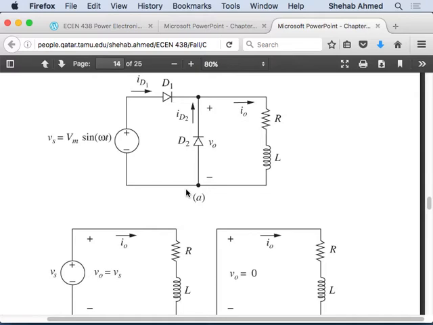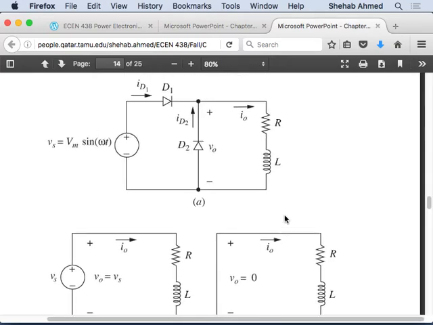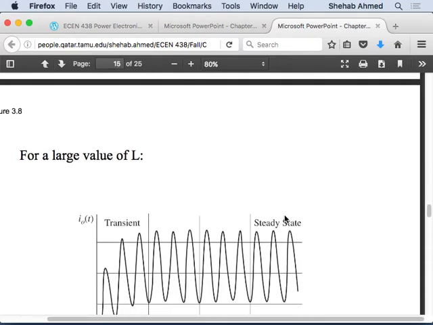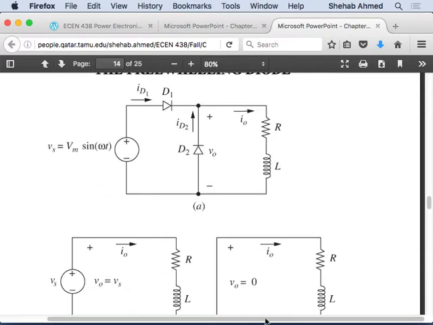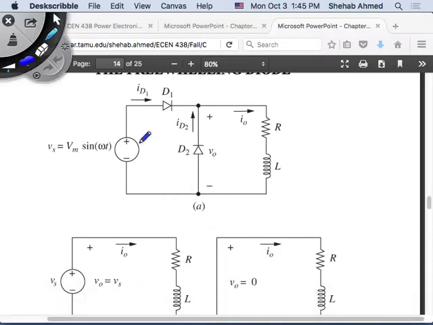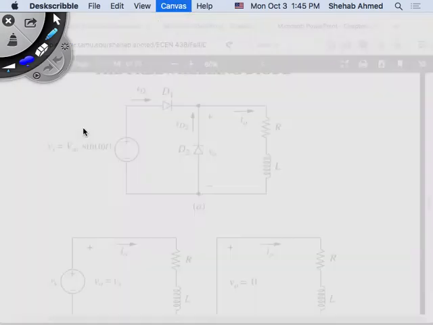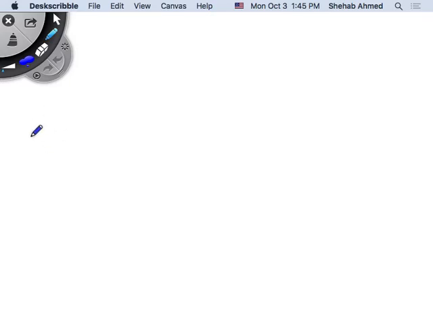So how about the case where they put it? It's a bit of a different case. We didn't cover this case. So here they said for a large value of L. So for a large value of L, what's going to happen? Let's look at the waveforms again, for the freewheeling diode case and a large value of L.